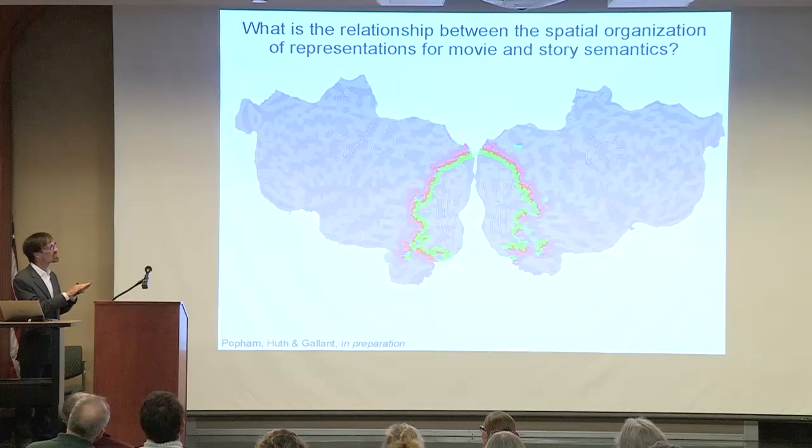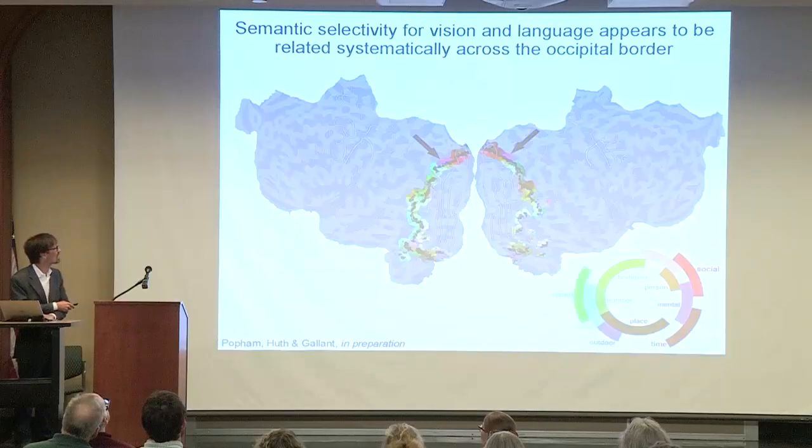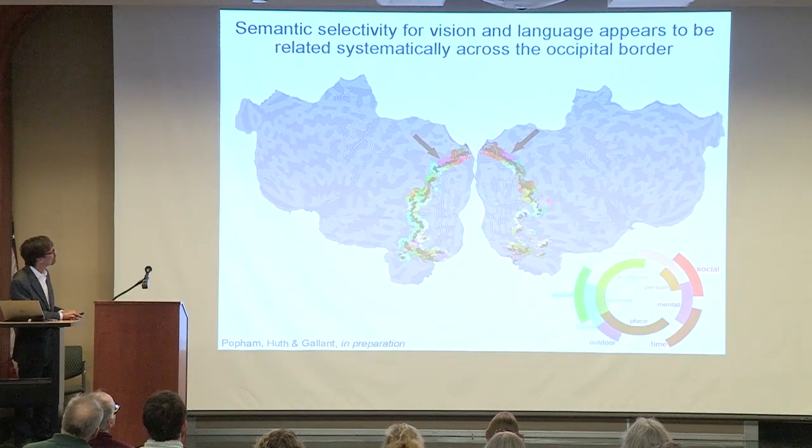The question is, what is the semantic tuning of the movie voxels and the story voxels? And I won't show you, in the interest of time, how we get at that. Instead, I'll just show you the result. This is the semantic tuning, using this color map down here, of the voxels behind this strip, the voxels that are only tuned for vision in movies, and the voxels in front of this strip, the ones that are only tuned for stories.